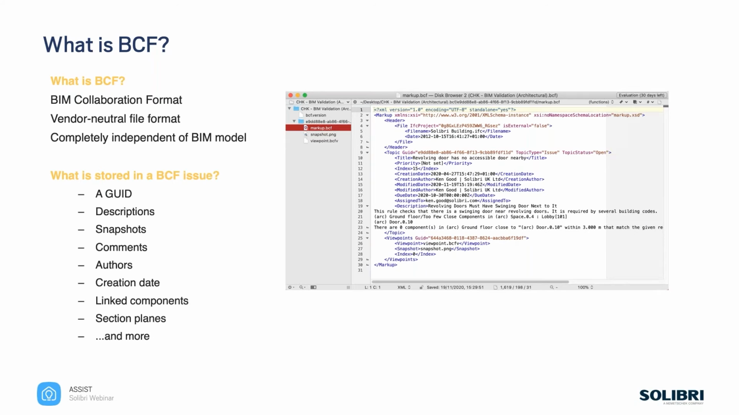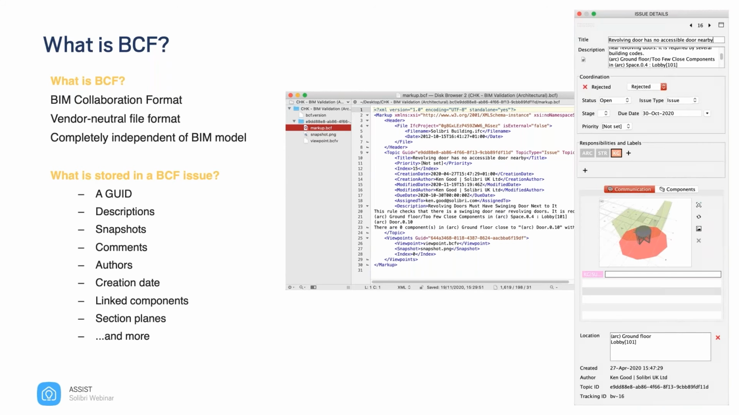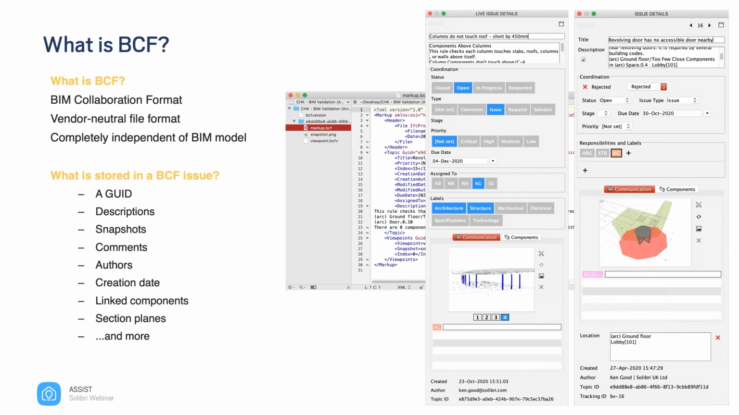So typically a BCF contains a number of things. You can see it in text here. So there's things like GUIDs, there's descriptions, there's snapshots, there's all this stuff. You can use the text-based version to do work with it, but we prefer our own particular interface. So here we have the issue details. This was the first incarnation of the BCF integration that we use with Solibri, and up to date now in 9.12 we have our live issue details, and there's slight differences between them.